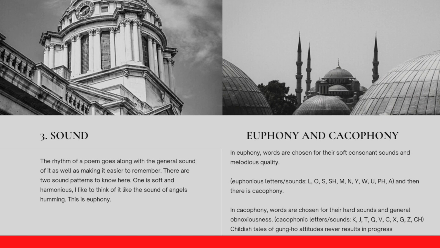And then there is cacophony. In a cacophony, words are chosen for their hard sounds and general obnoxiousness. Childish styles of gung-ho attitudes never result in progress. And here are examples of cacophonic letters.